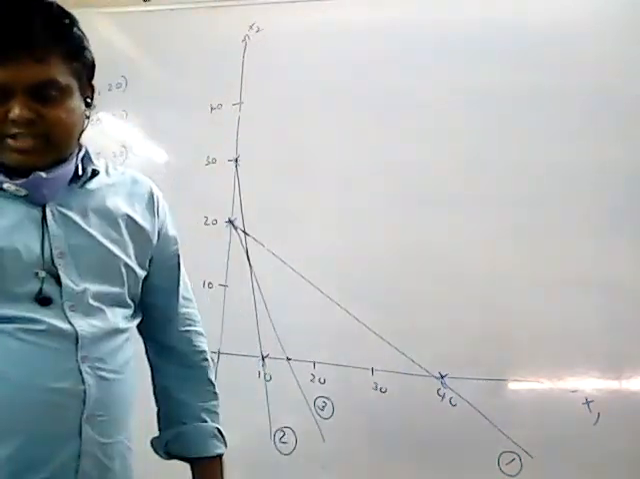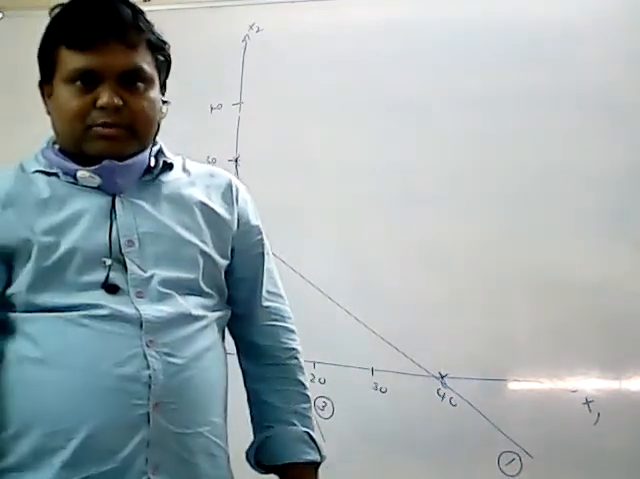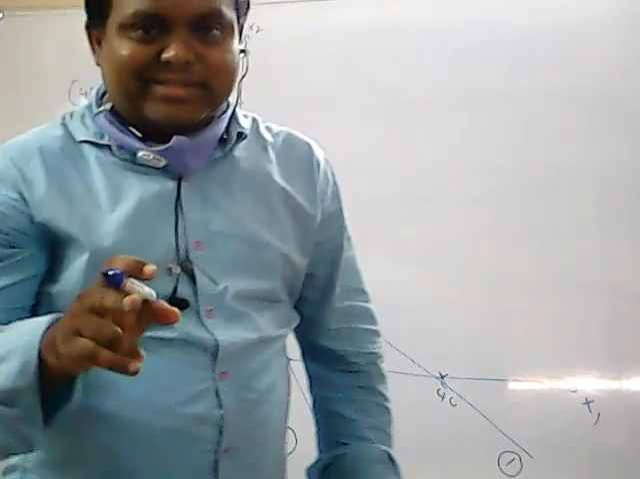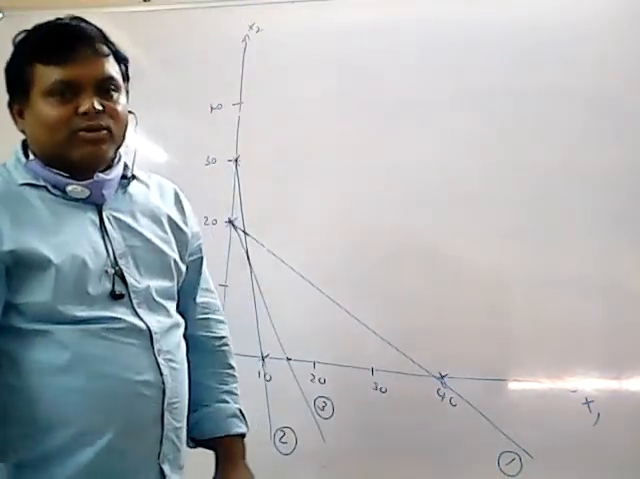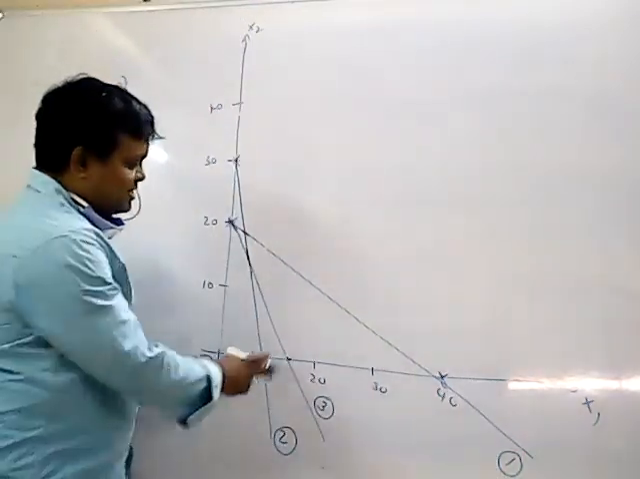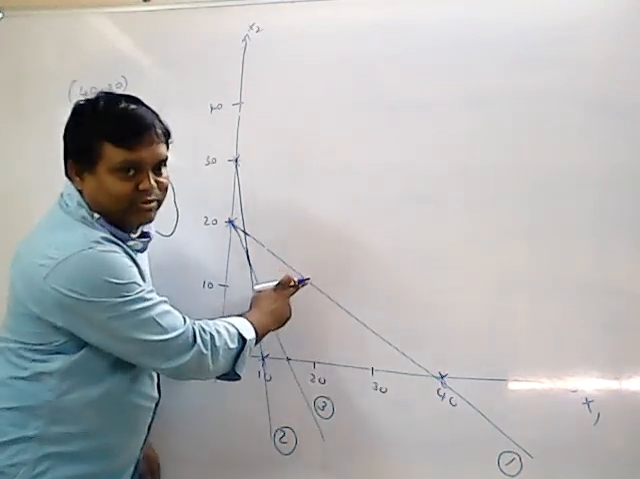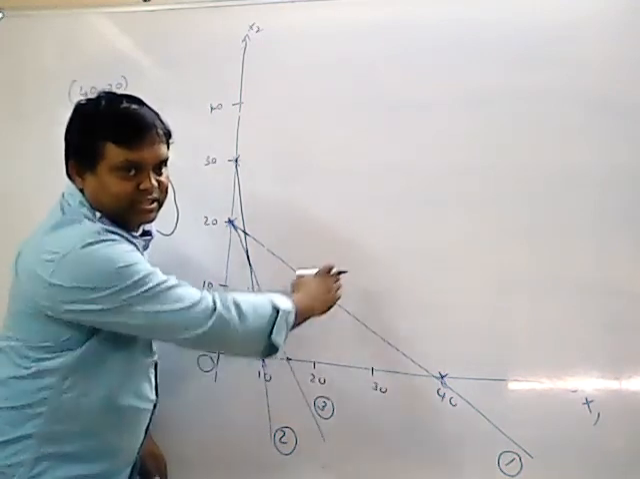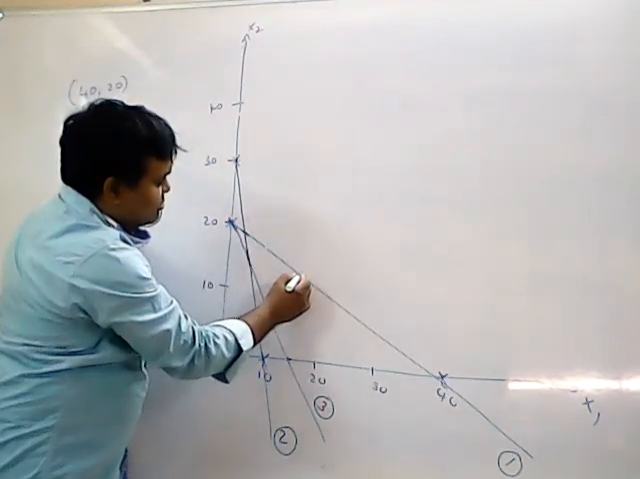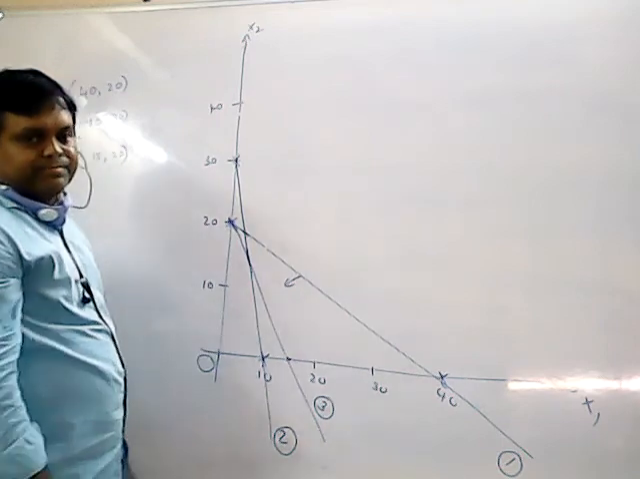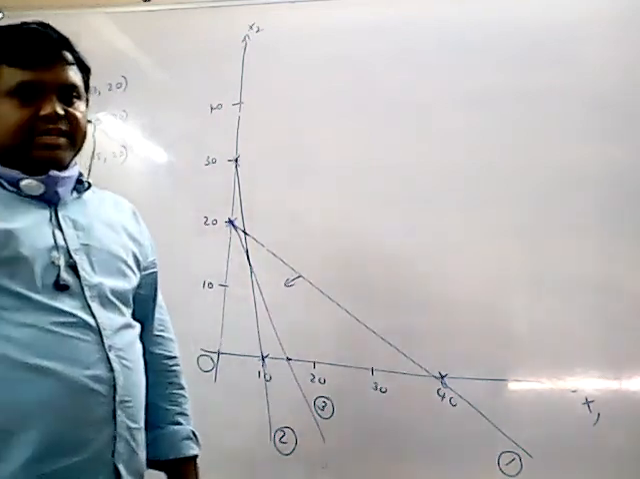Now see your first constraint. See the problem, I have given the problem. First constraint is which type? Less than equal type or greater than equal type? Less than equal type. Less than equal type means below the line is shaded. So see the first line. First line is less than equal type, so below the line is shaded.